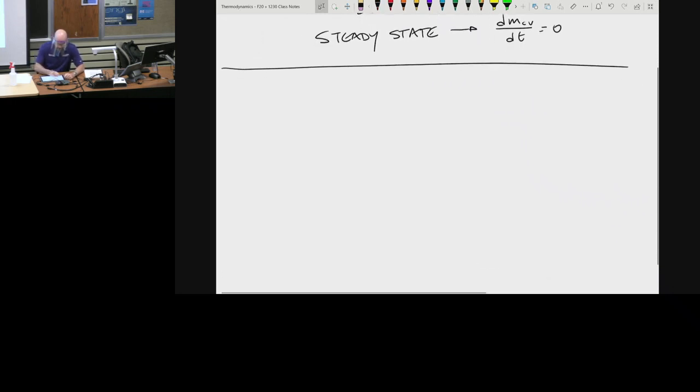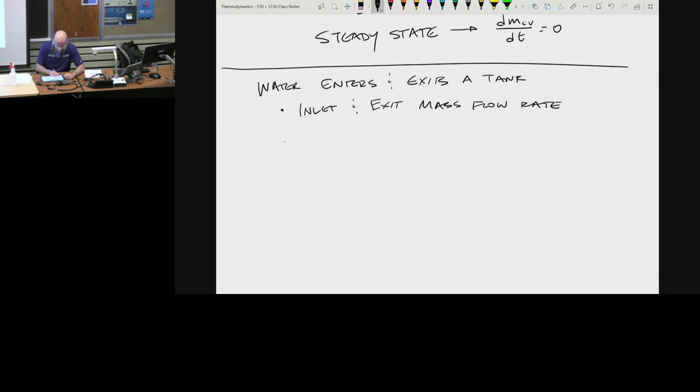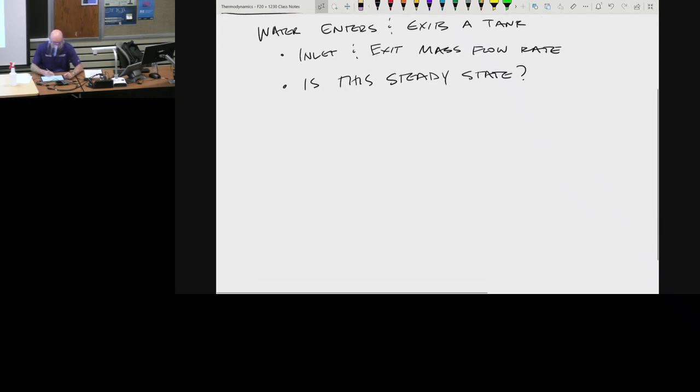The first one, we're going to have water, and it is entering and exiting a tank. What we want to figure out is the inlet and exit mass flow rates. And we want to ask ourselves the question, is this steady state? Okay, so let's look at this picture of what we're going to draw, this big tank.